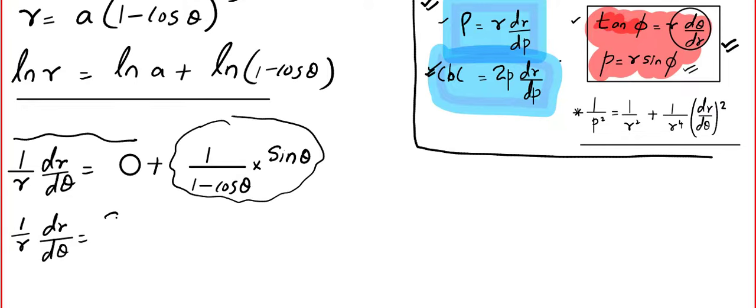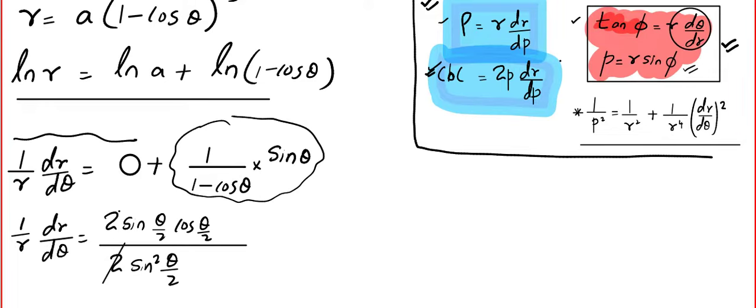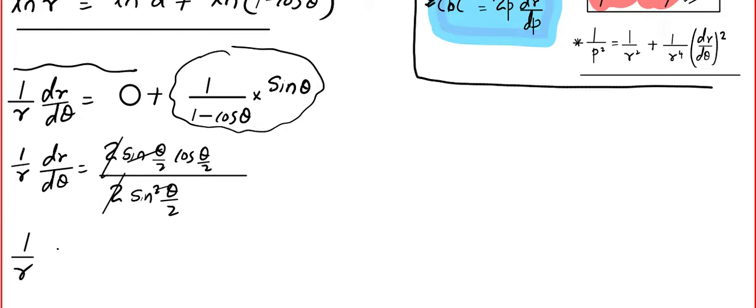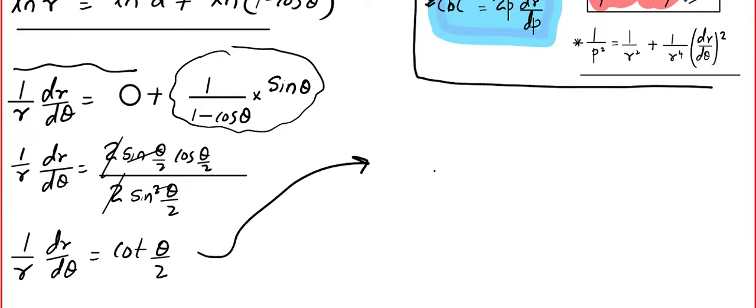What is the half angle formula for sin θ? 2 sin θ/2 cos θ/2, the whole divided by, what is 1 minus cos θ? 2 sin square θ/2. So everything gets cancelled, and you get 1 by r dr by dθ is equal to cot θ/2. But remember, we want the reciprocal. We want r into dθ by dr. That will be tan θ/2. So what I did is I am taking the reciprocal on both sides.